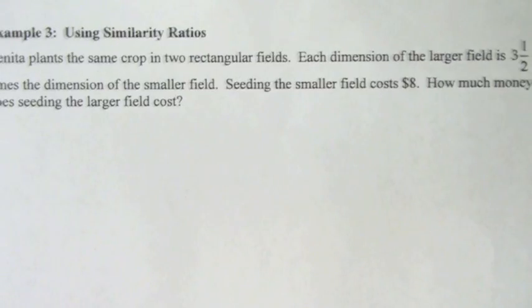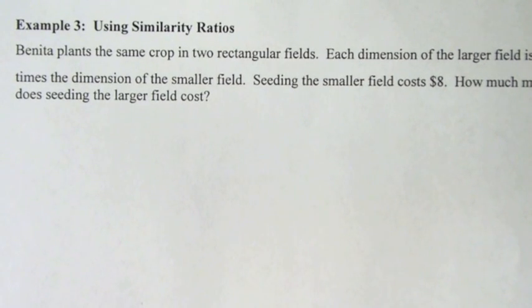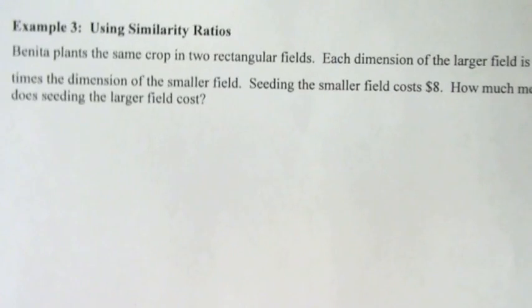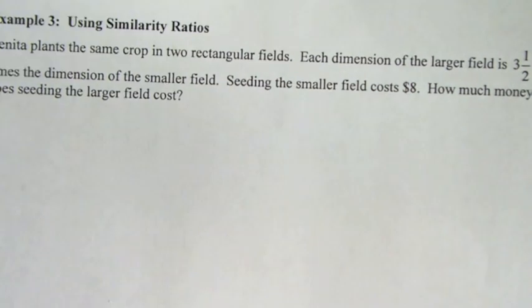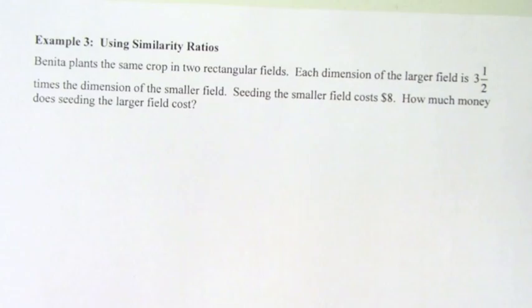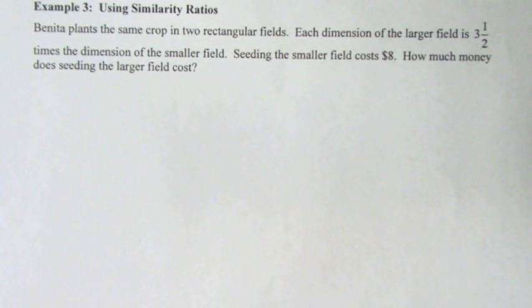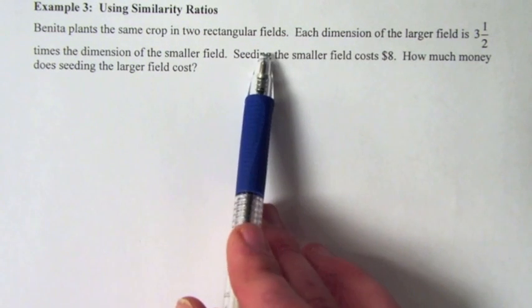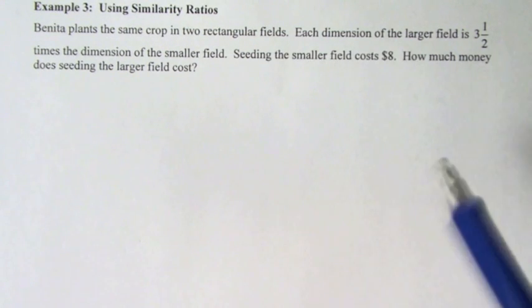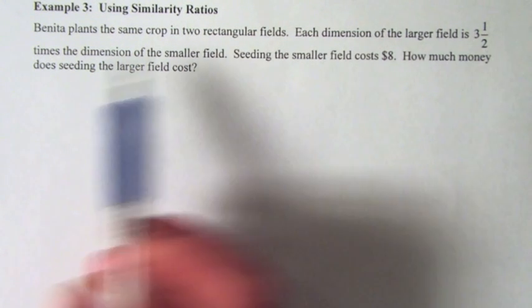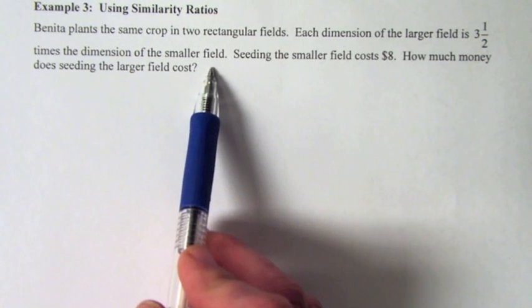All right, so let's go ahead and flip to the back page then. Okay. Now, Benita has gardens. So she plants the same crop in 2 rectangular fields or gardens. She has big gardens. All right, so each dimension of the larger field, let me zoom out so you can actually see this here. There we go. I don't know if you can read it now. Hopefully you can, squint a little bit. All right, Benita plants the same crop in 2 rectangular fields. Each dimension of the larger field is 3.5 times the dimension of the smaller field.